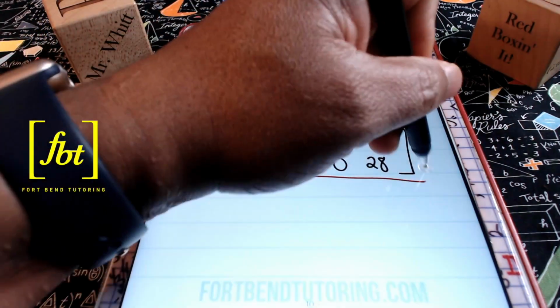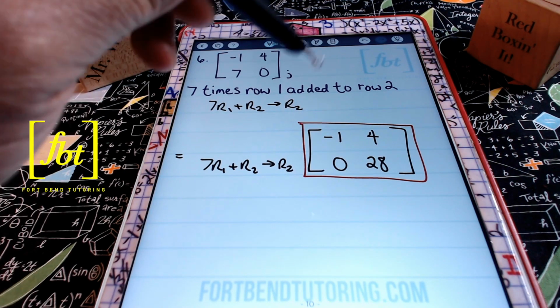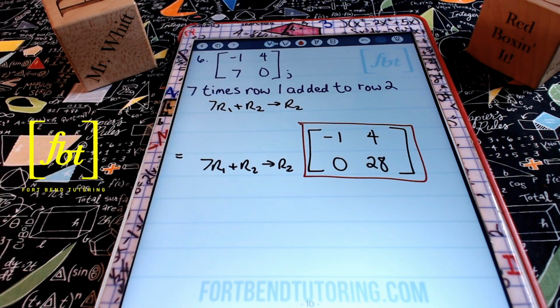Red, box it, people. There you go. And we have our result of problem number 6, after multiplying row 1 times 7 and adding it to row 2 and then placing it in row 2 of our resultant matrix. Let's move on to problem number 7.